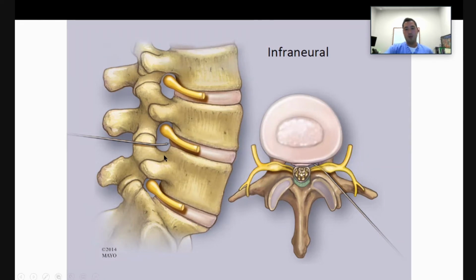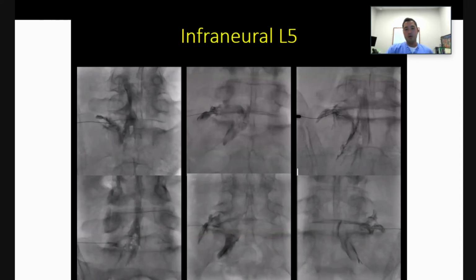That's different in terms of how we approach with an infraneural, where you are below the exiting nerve root. And you can see one of the dangers of potentially doing an infraneural approach is you're getting close to the disc space and potentially affecting the disc itself. Now, an infraneural approach can have varying contrast flow patterns, but for example, here at L5, you can see there's predominantly a flow that goes inferior or caudal in this case.